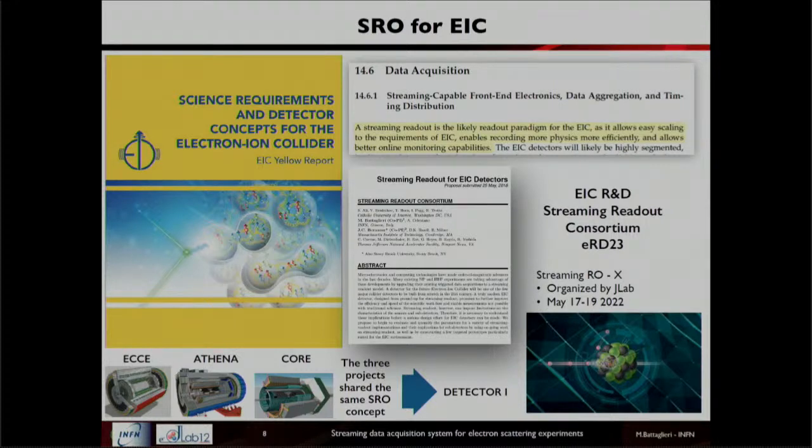This was discussed, and so it's clear that part of this work requires some R&D, some development, focused on EIC, but not only, also for the other experiments I just mentioned before. And this is done within the EIC R&D streaming readout consortium that organizes workshops regularly, a couple of workshops per year, where obviously we are not only considering electron machines, but also having the entire experience of LHCb, in particular ALICE, and the other CERN experiments.